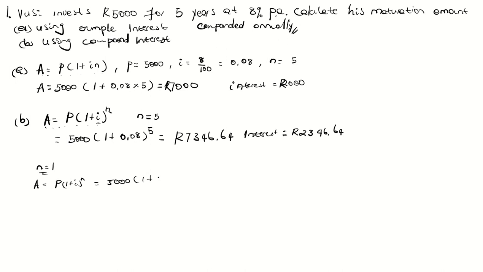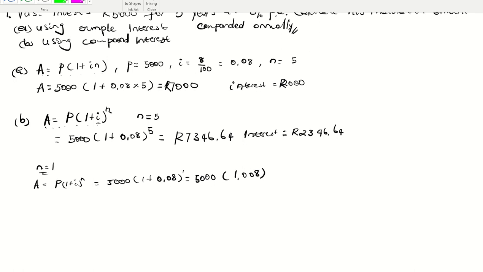We multiply it by 1 plus 0.08 to the exponent of 1. And this is clearly 5,000 multiplied by 1.08. And it yields an amount of 5,400. All right. So we would have 5,400 Rand.